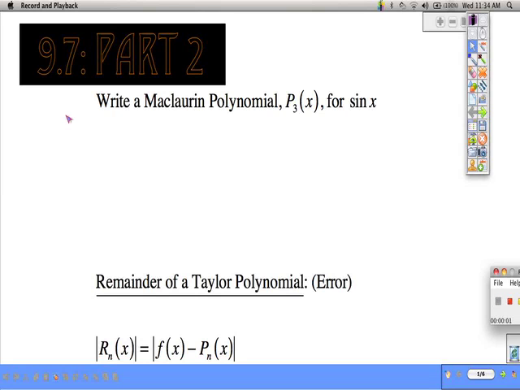Second half of 9.7, we're going to be looking at the error, or how far off we are with these polynomials, the Maclaurin and Taylor polynomials. We're going to start with the third Maclaurin polynomial for sine of x. So take a moment, pause the video, and write out what that would be.